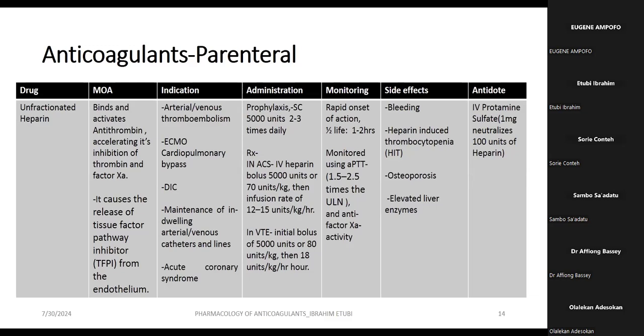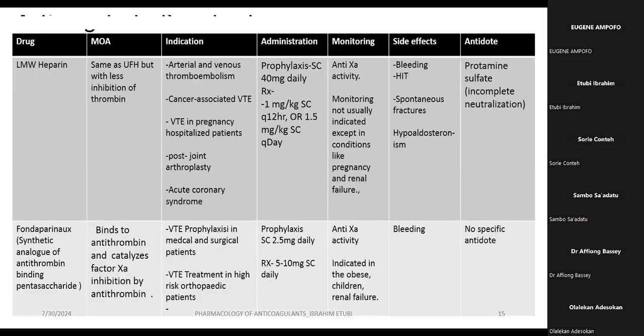So the antidote for it, if you have toxicity with this, is use of IV protamine sulfate, where you expect 1 milligram of IV protamine sulfate to neutralize about 100 units of heparin.